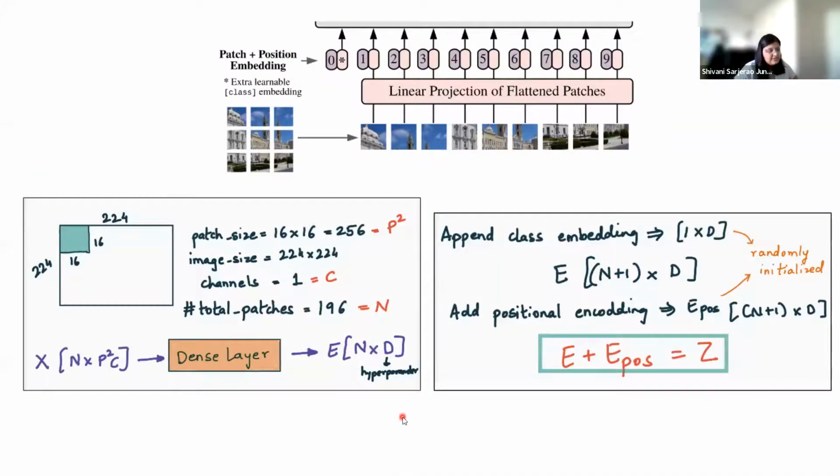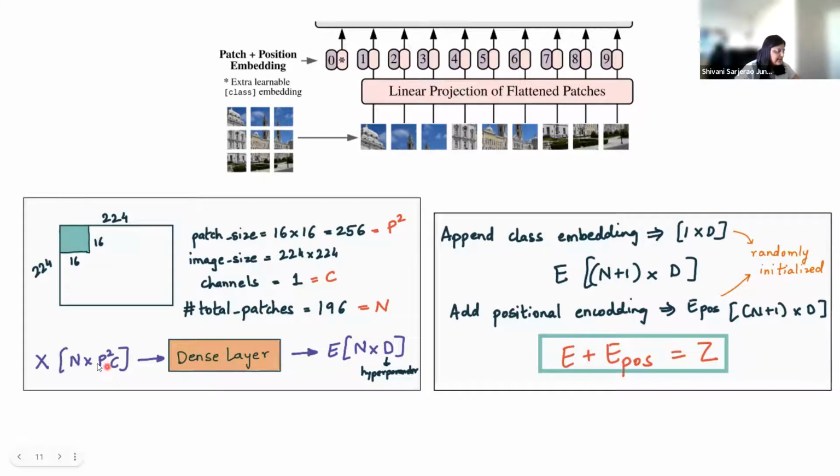Okay, so to understand all the dimensions a bit better, let us revise what we have learned so far. Suppose our input image is of size 224 by 224. We'll convert it into patches of 16 by 16 size. Let P be the patch size, C be the number of channels of the input image. So the total patches that we can create out of this image are 196. Let us represent it by N. So after linearly flattening all those patches, we'll get a vector X, which will be N by P square C dimension, where N is the number of patches and P square C is the size of each patch.